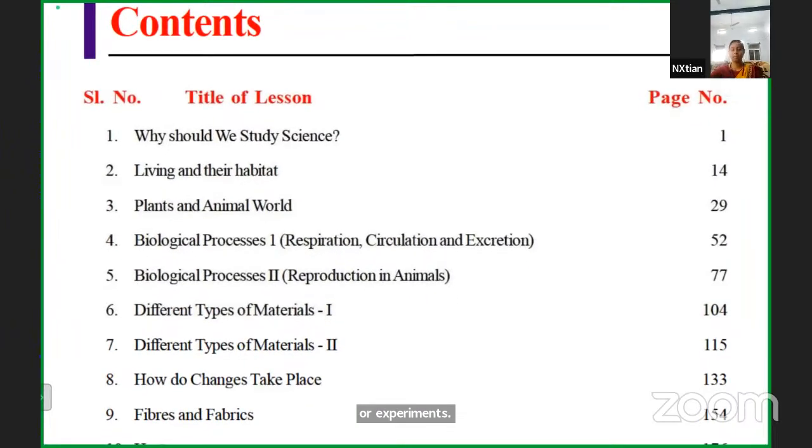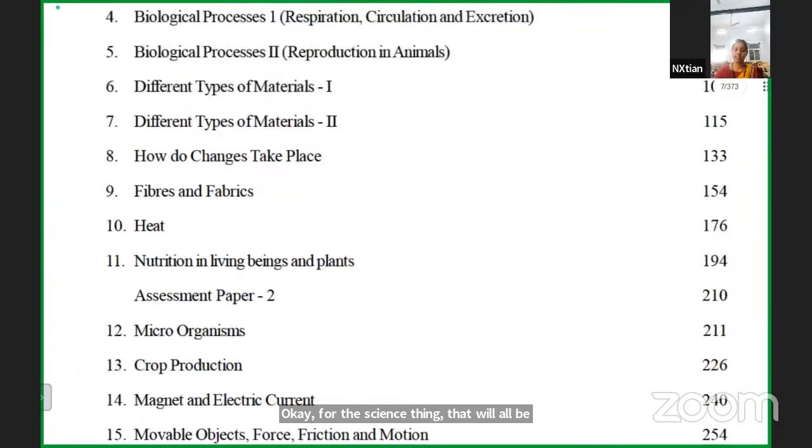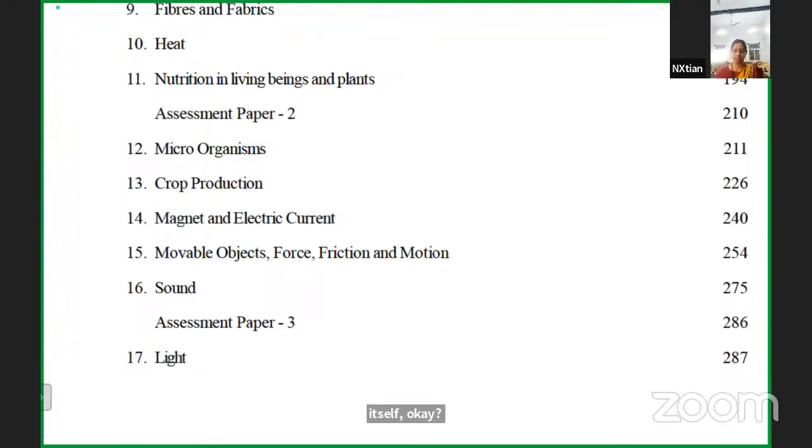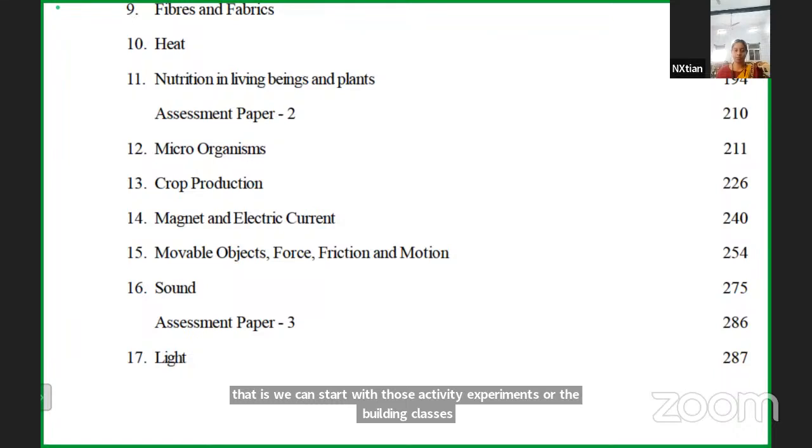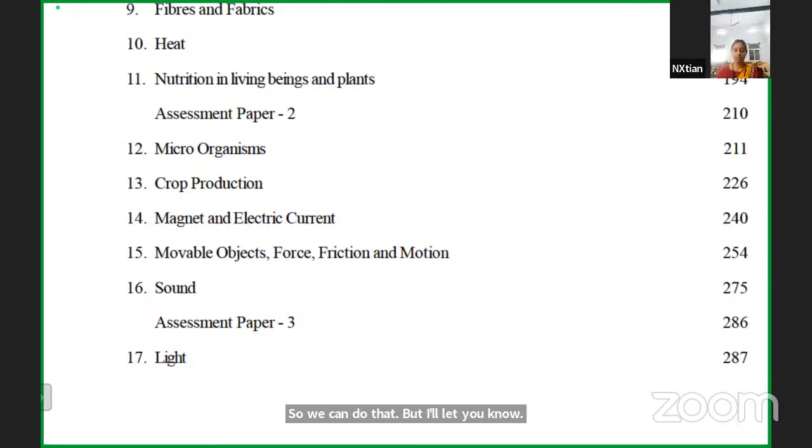We can do some exercises, some experiments, and we can plan some activities too. For science, everything will be related to these chapters itself. But I'll confirm it once, sir, whether we can start with those activities, experiments, or revision classes. I'll ask and let you know tomorrow. Ma'am, I was asking because we didn't do any experiments during the book.